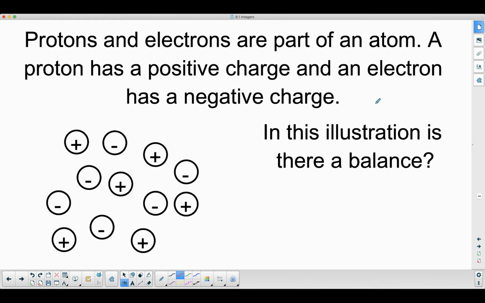In an atom, we have protons and electrons, and they'll have positive and negative charges. So here we can see we have 1, 2, 3, 4, 5, 6 positives. And if you count the negatives, we have 1, 2, 3, 4, 5, 6 negatives. So the question asks, is there a balance? Yes, there is a balance because these are opposites, so they cancel each other out.